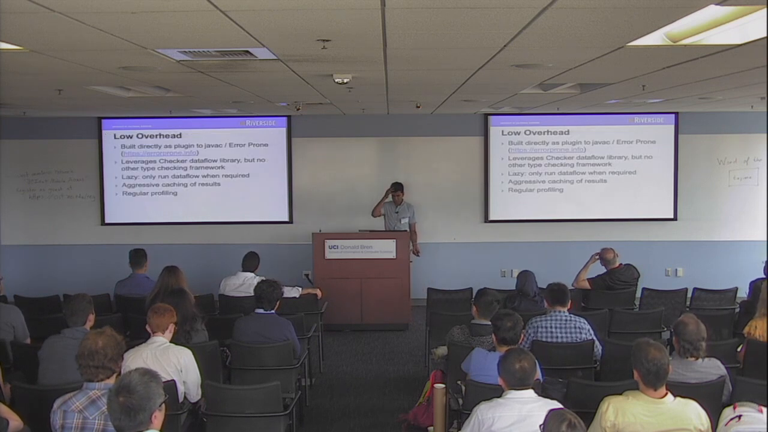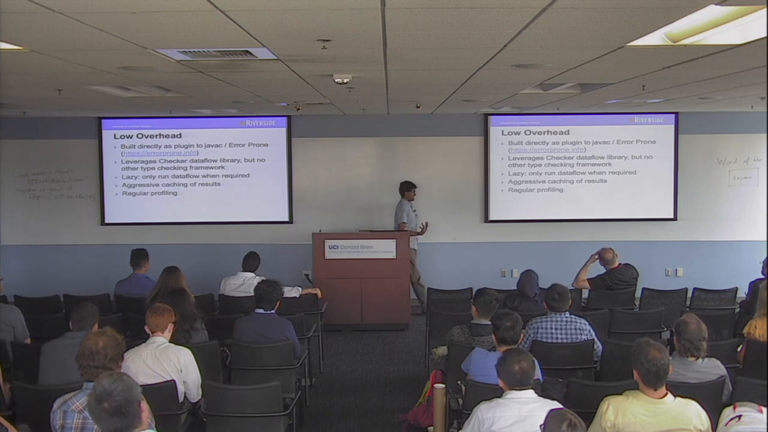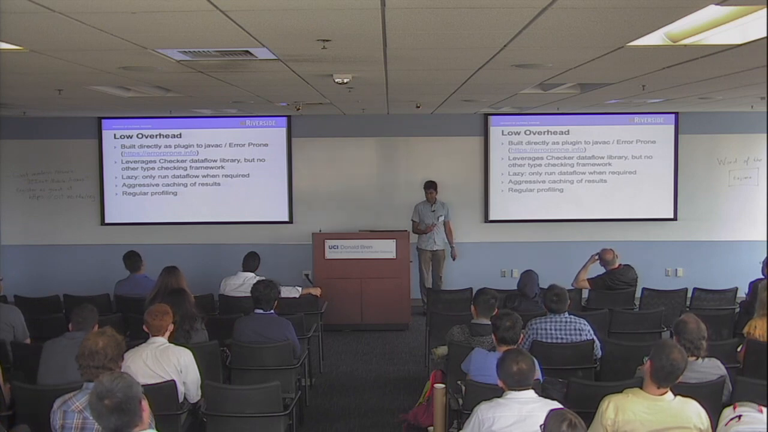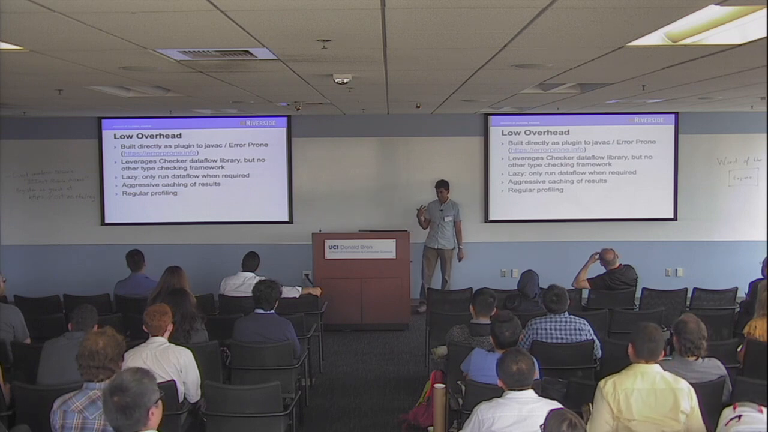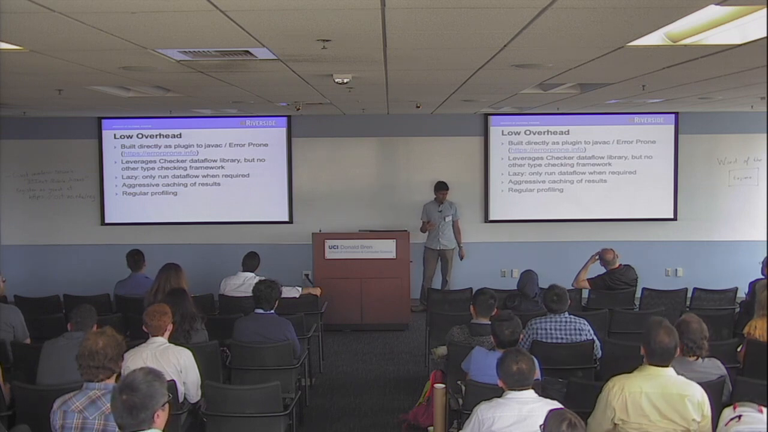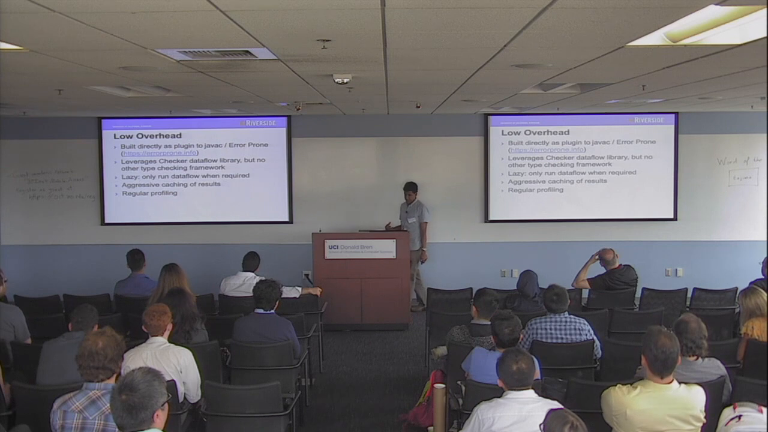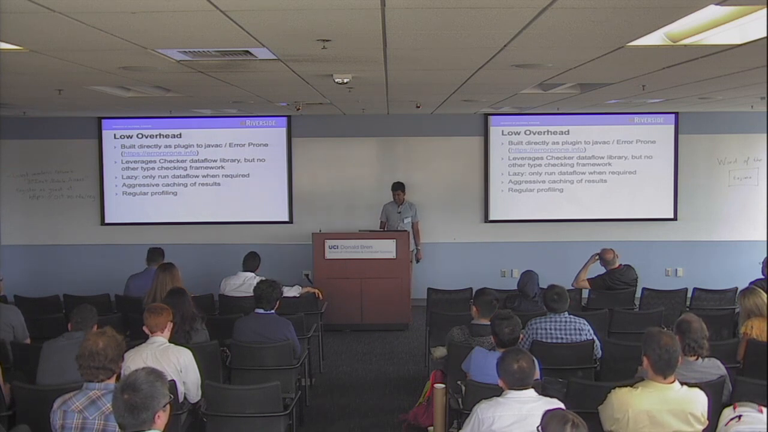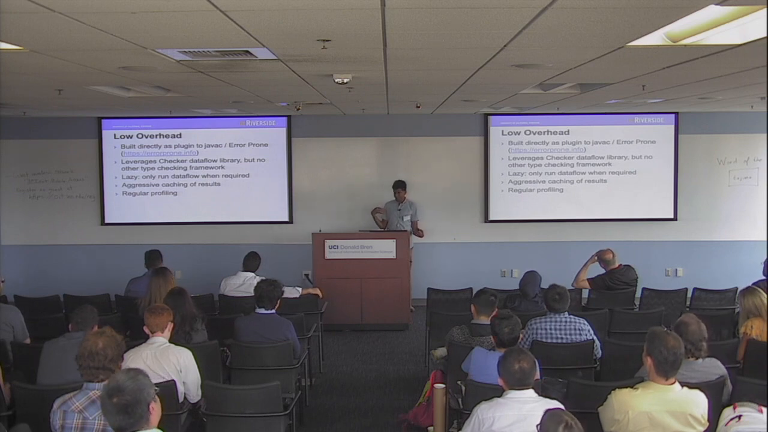So in terms of overhead, what we did was we built the system directly as a plugin to the Java compiler. In particular, we were using the Error Prone framework from Google, which makes it easy to build these plugins. We leveraged a library from the Checker Framework for doing data flow analysis, but we didn't integrate this as part of any other broad framework for type checking, like is done in the Checker Framework.